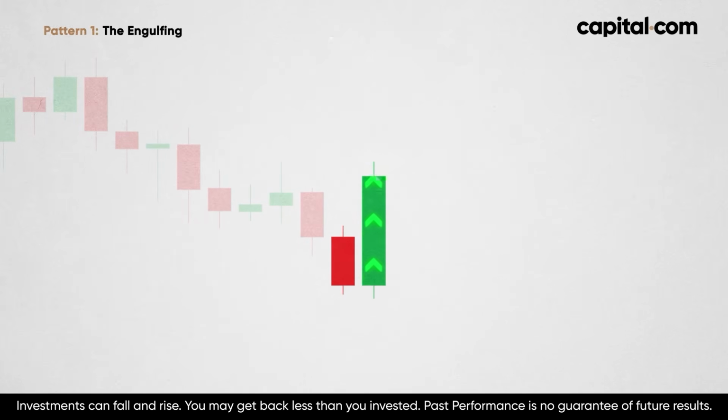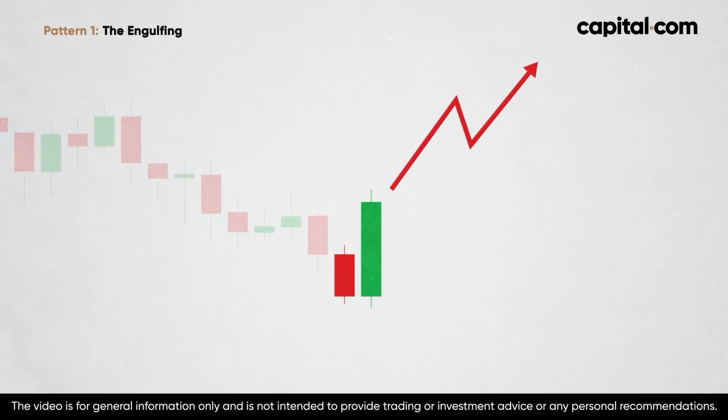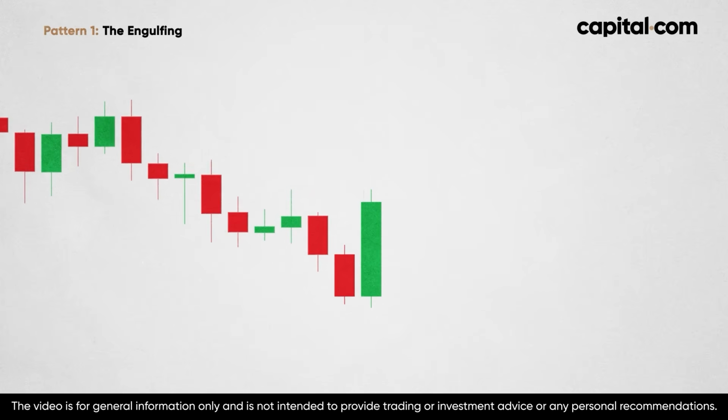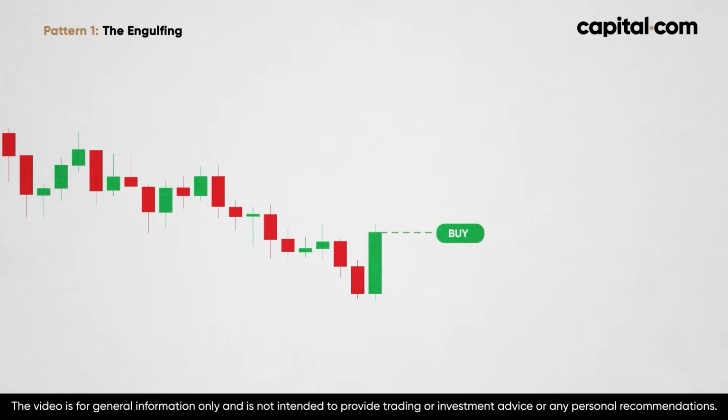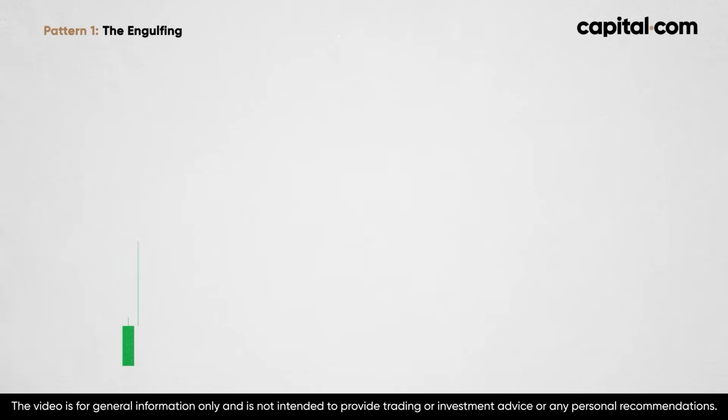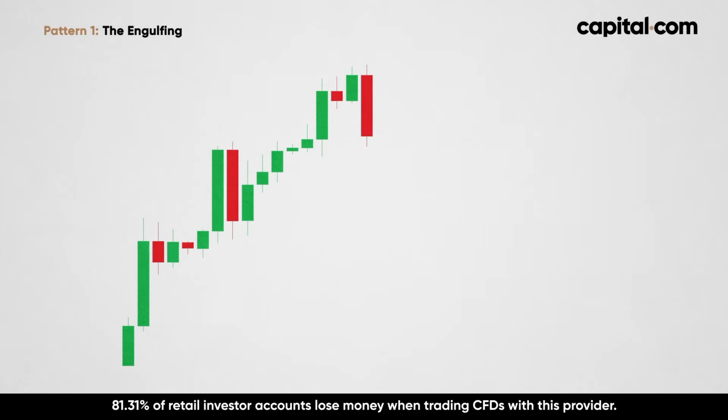The bigger the second candle, the stronger the reversal signal. If you spot a bullish engulfing pattern, you can enter a buy position at the close of the large green candle with your stop loss placed at the bottom wick of that green candle. The same logic applies to bearish engulfing patterns.